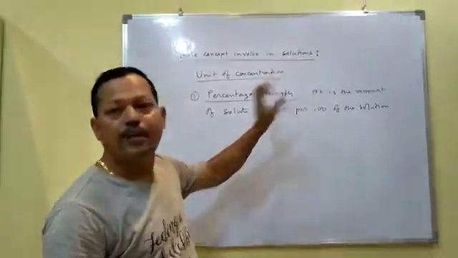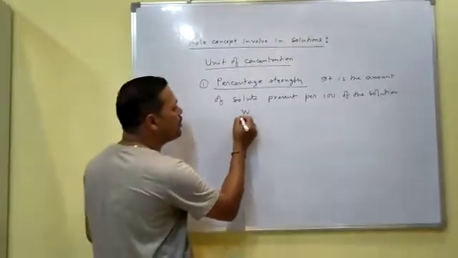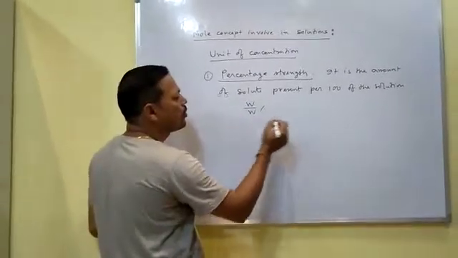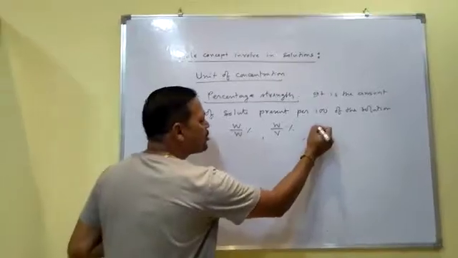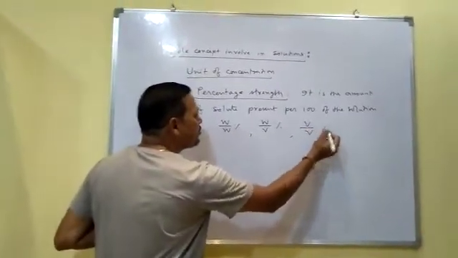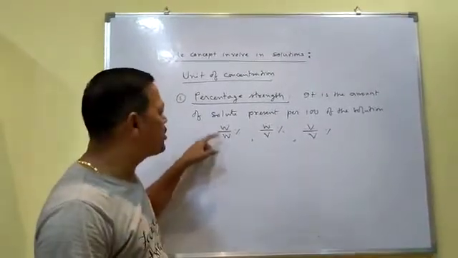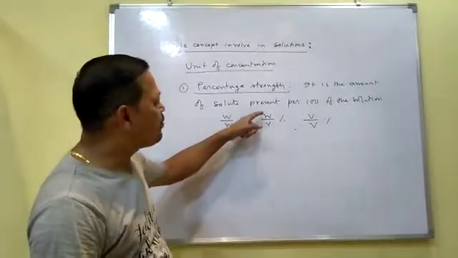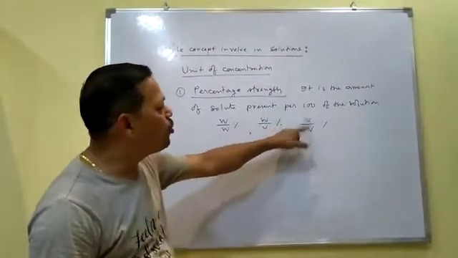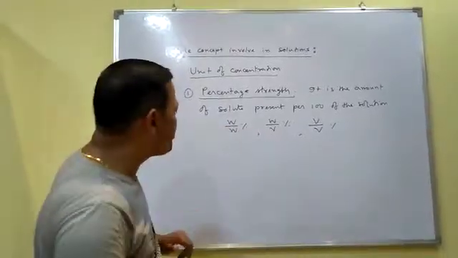That is called percentage. Now, there are three types of percentage. One is called W by W. One is called W by V %. And one is called V by V %. There are three types of percentages. W by W means weight by weight, I mean mass by mass %. This is mass by volume %. And this is volume by volume %. What is the difference between these three?